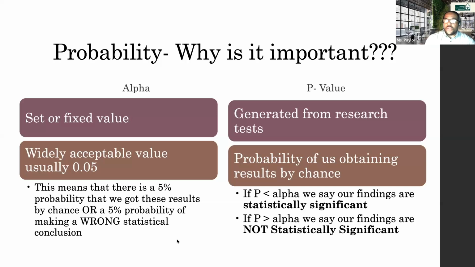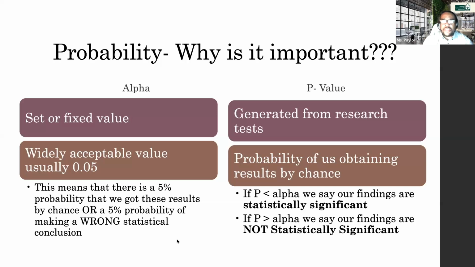And that's where we go over into our p-value. Our p-value is what we generate from our research. And this will give us the exact probability of, if conditions were repeated, what we would see as far as our study is concerned, that we obtained these results completely by chance or not. So we want those p's to be less than alpha, and that is what is considered statistically significant. If p is greater than alpha, we would say our findings are not statistically significant.